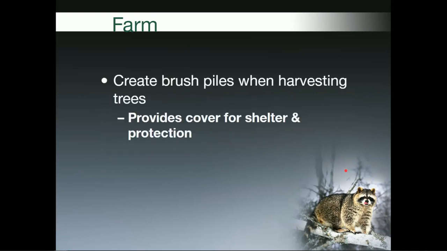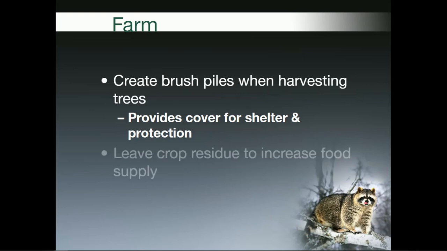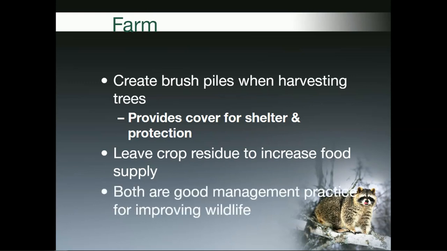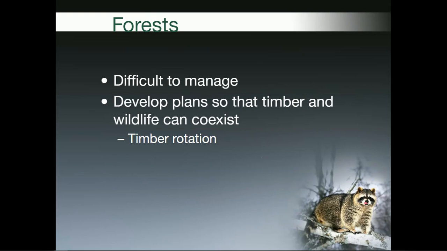Another thing you can do on your farm is if you have a lot of limbs or debris, or if you cut down any trees, if you leave all of that stuff in a pile and create a brush pile, that's going to provide a lot of cover and shelter. It's going to provide habitat for all of your small species, all of your small game birds. So it's a really good thing to do. Crop residue, whenever you harvest crops, if there's some crop residue, it's going to act as food for wildlife. And they're both really good management practices.